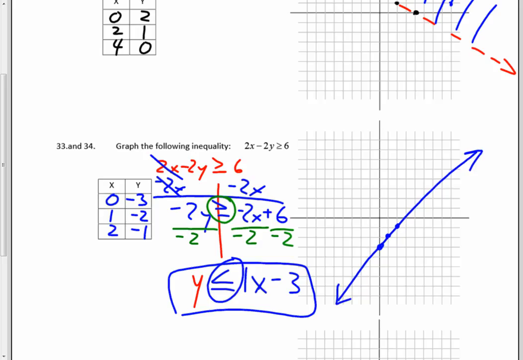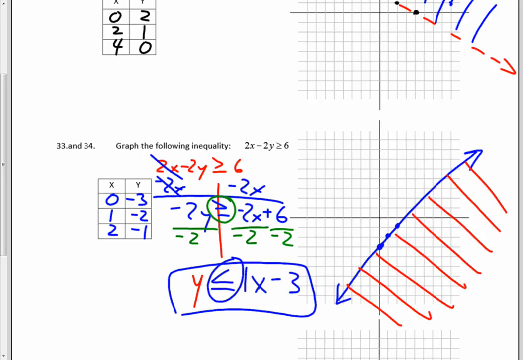But where am I shading? Since this is reversed, and what is this? It's your solution. All the points in here, all the millions and billions of points in there, work for this inequality. They make it a true inequality.